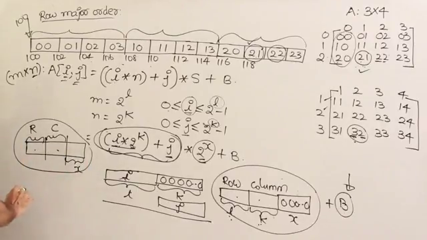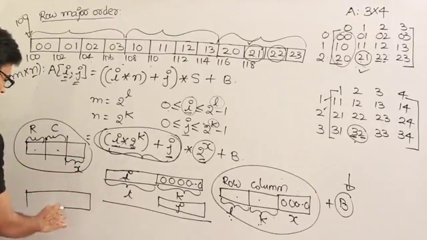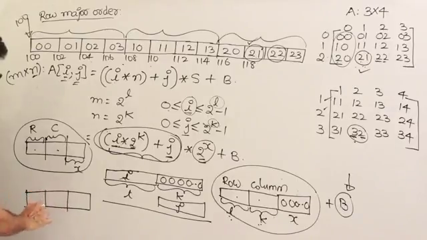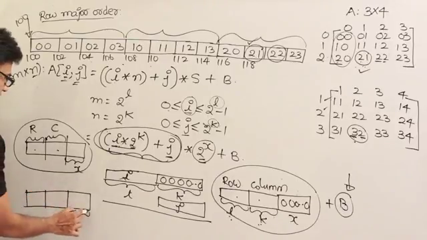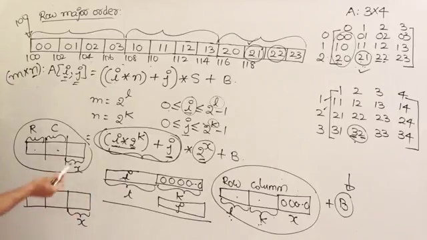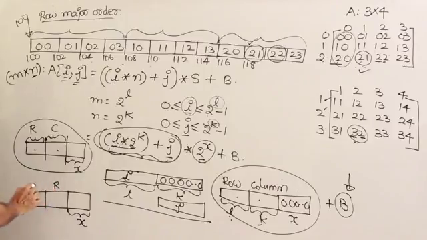What happens in column major order? The same thing, right? In column major order, same thing. You have to have this x, where 2 power x is the size of each element, and then here you should have row and here you should have column.